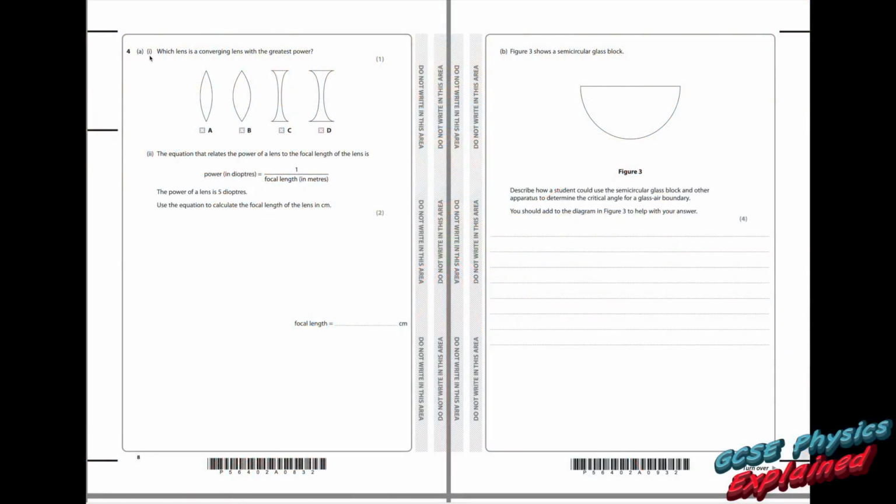Question 4a, part 1. Which lens is a convergent lens with the greatest power? So a convergent lens, it's either A or B. These are what we call divergent lenses. They spread the light out. So it's not C or D straight away.